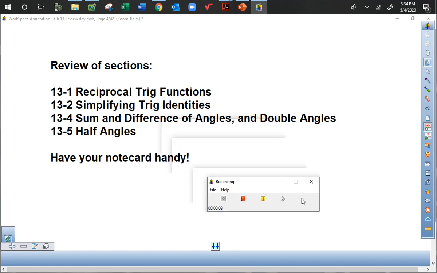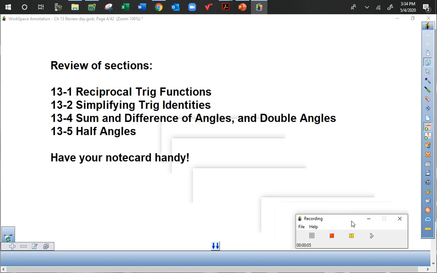Hey folks, the purpose of this video is reviewing some sections from Chapter 13. The first section is our reciprocals, that's secant, cosecant, cotangent. Second section, simplifying those trig identities, so that's like those expressions that we want to get down to a single term. And then 13.4, sum and difference of angles and the double angles, that was split into 2 days. And then half angles, those really ugly formulas that sometimes are a little bit tricky to simplify.